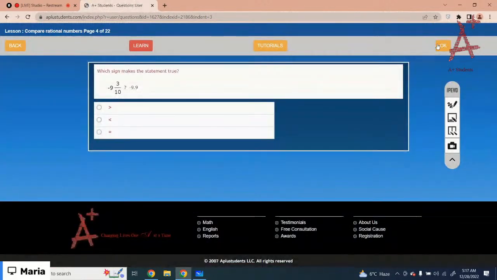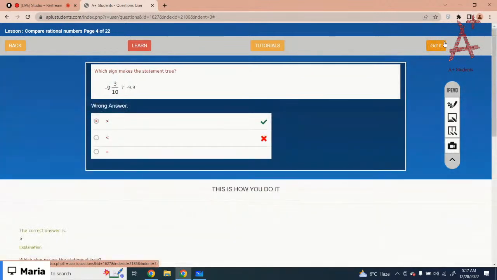Got it? Okay, to compare negative 9 whole 3 by 10 and negative 9.9. So which is the correct option? Negative 9 whole 3 by 10 is greater than negative 9.9. Got it?